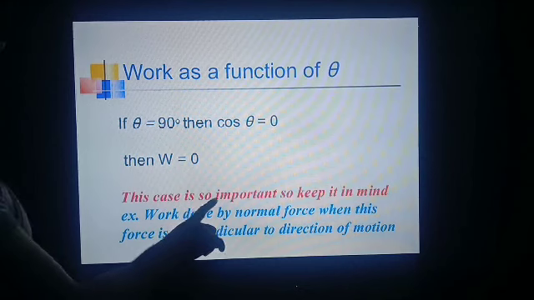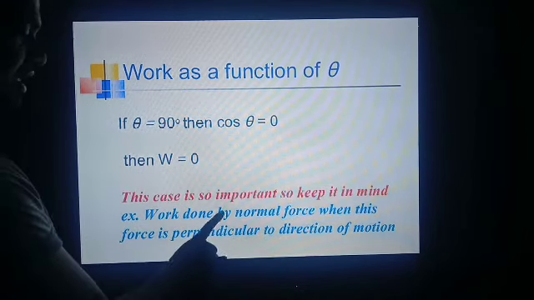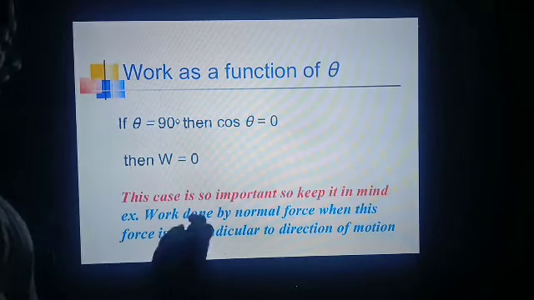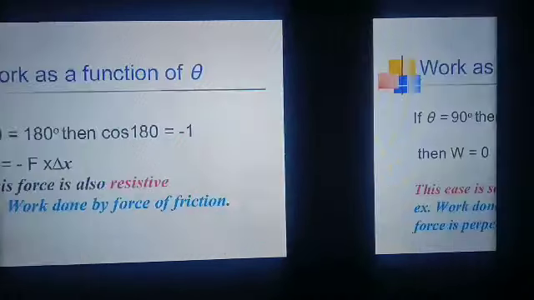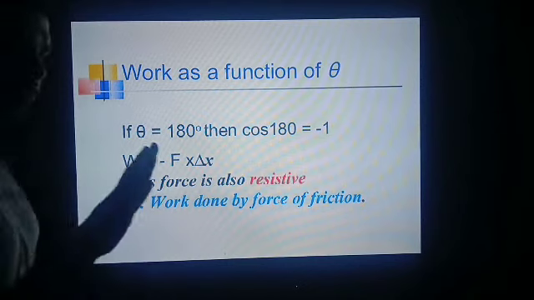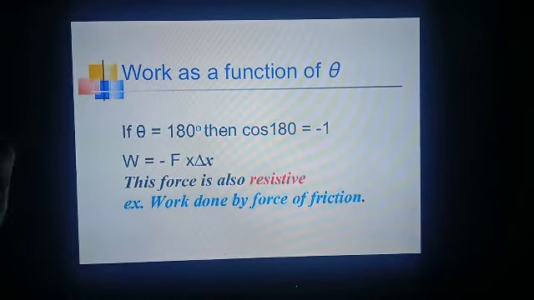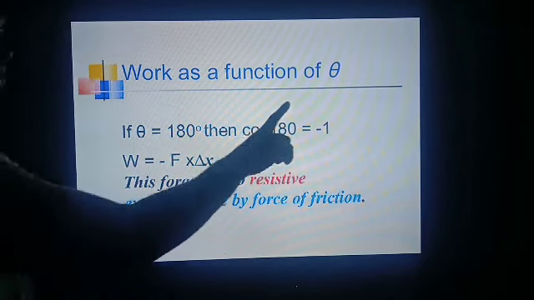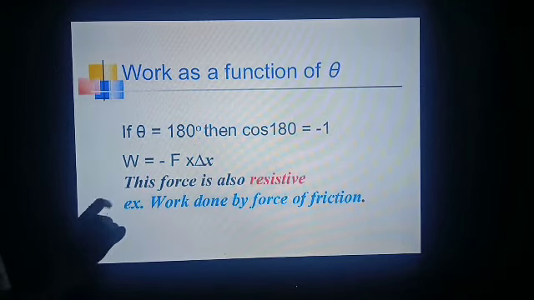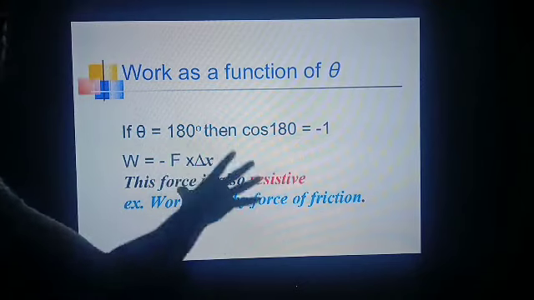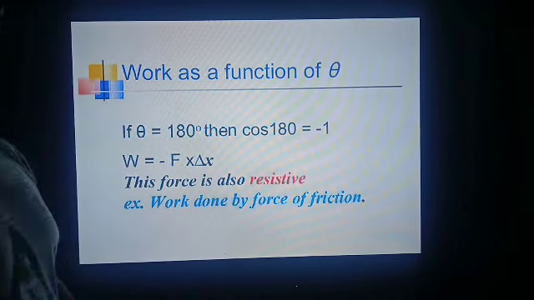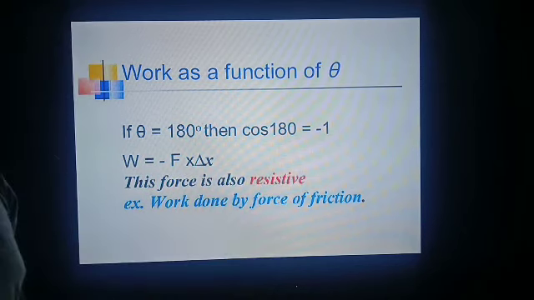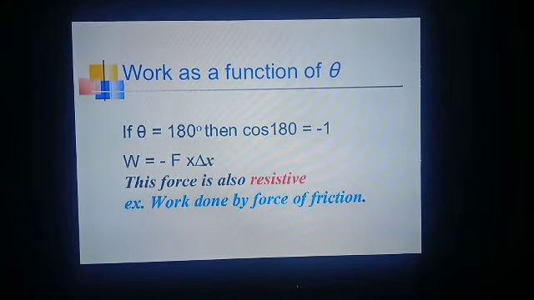This case is so important, so keep in mind that work done by a normal force, when this force is perpendicular to the direction of motion, is 0. Third case, if theta is equal to 180, meaning you are applying the force in this direction but the displacement is opposite, the angle between them is 180 degrees. So cos 180 is minus 1, which means the work will be negative. This force is a resistive force. Work done by the force of friction is negative work.